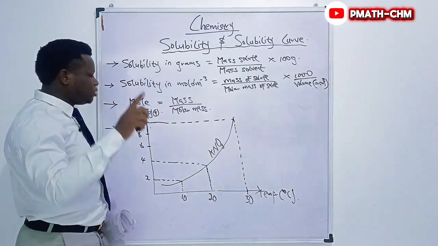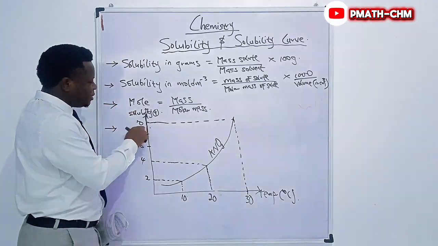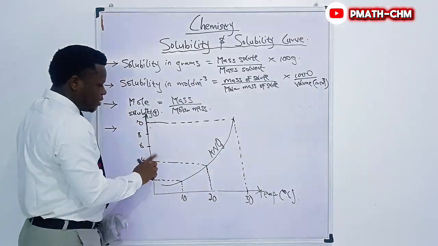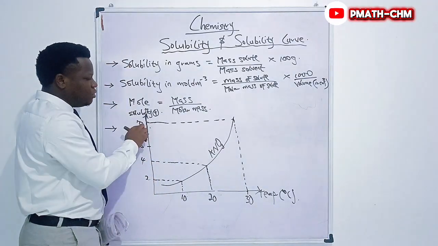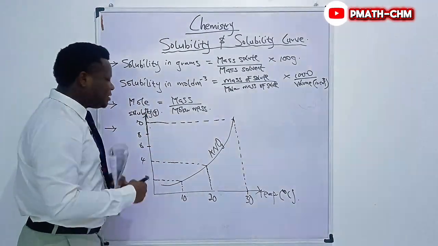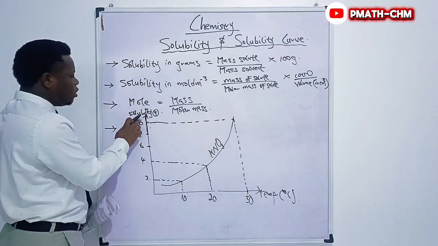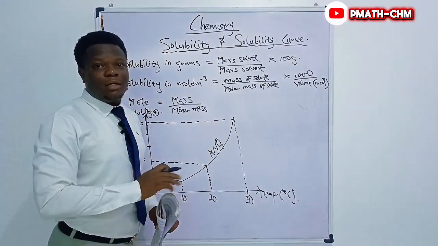The shortcut you should just put in your head now is this: you subtract the solubility at the lower temperature from the solubility at the higher temperature. So the mass of KNO3 that crystallizes out of the solution becomes 10 minus 2, which is 8 grams.